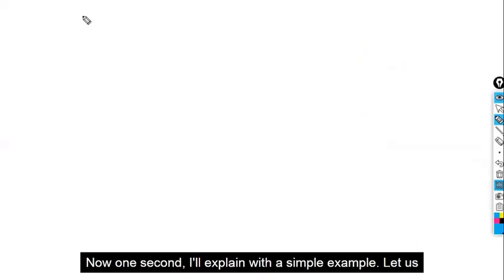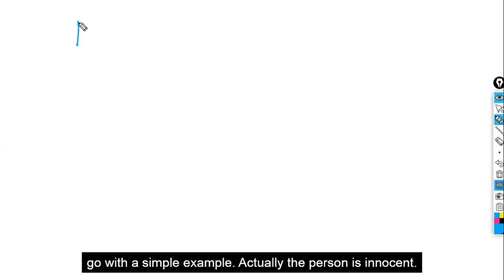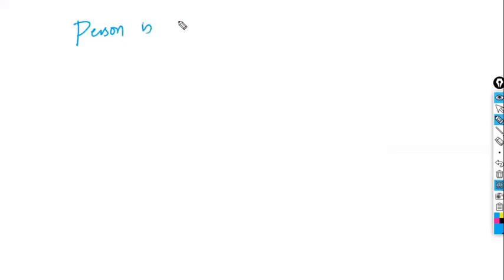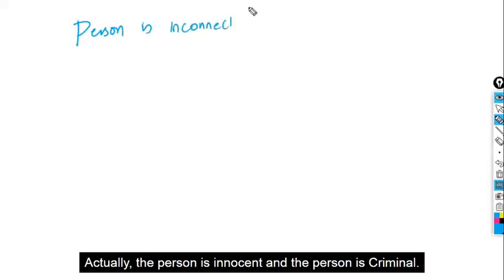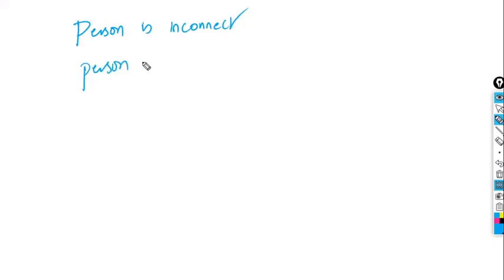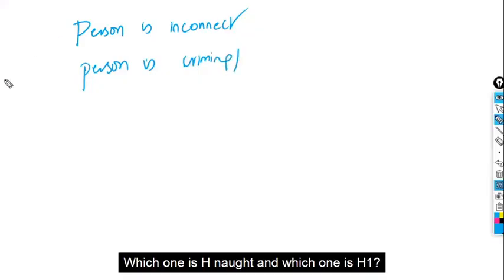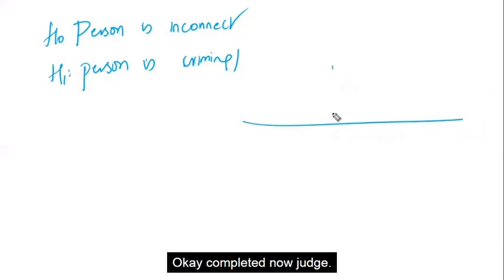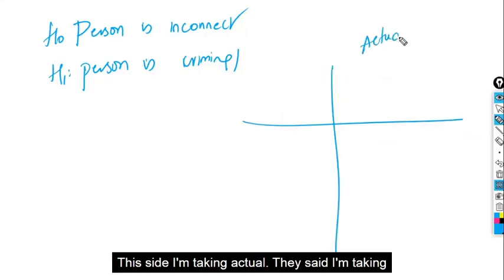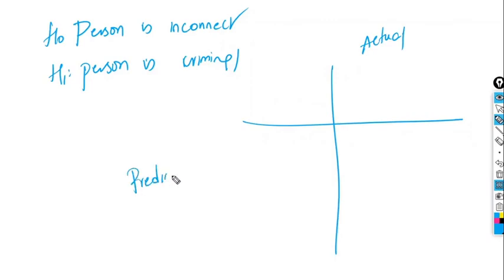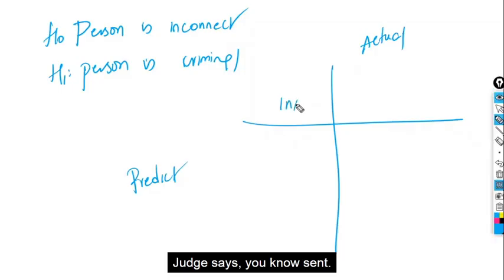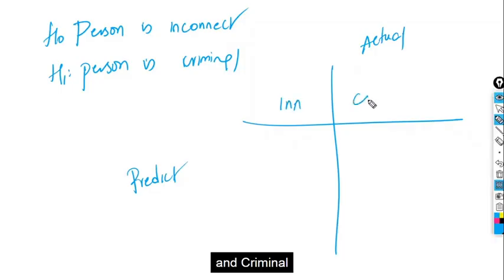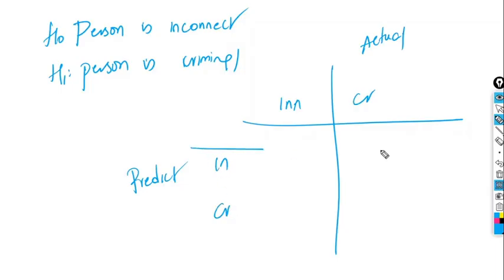Now, once again, I will explain with a simple example. Let us go with a simple example. Actually, the person is innocent, or the person is criminal. Which one is H naught and which one is H1? This is H naught and this is H1. Now the judge. This side I am taking actual, this side I am taking predicted. The judge says innocent or criminal.